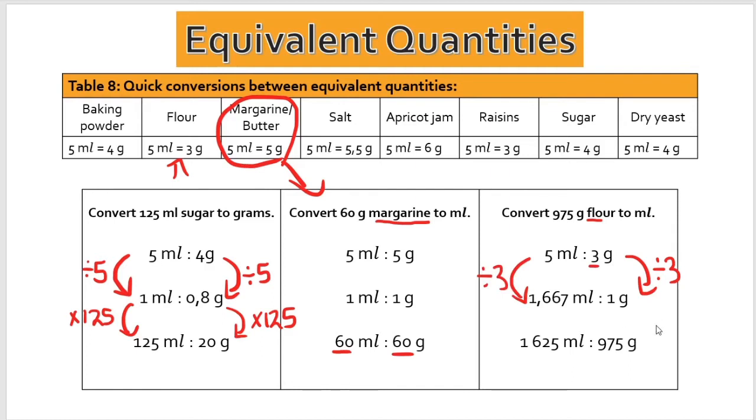Then, because I want 975 grams, I'm going to multiply 975 on both sides. An easy way to remember, we divide with what we have and multiply with what we want, which leaves me with 1,625 milliliters. Please write this down.